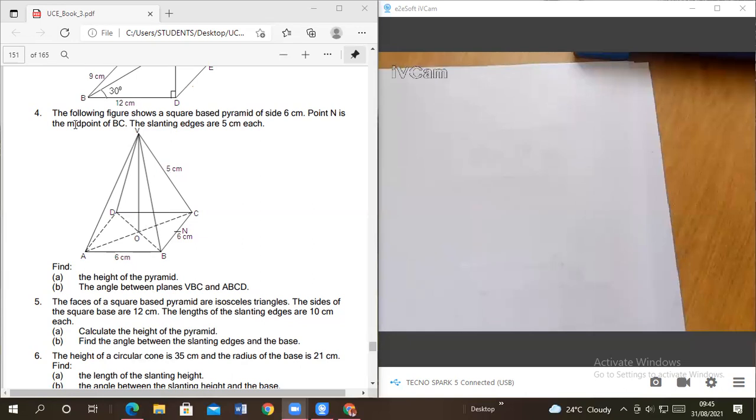We have just less than 1 minute. I don't know whether you can have time and copy, but next time we shall start with that question number 4, and we shall first find the height of the pyramid and also the angle between the planes VBC and ABCD. If we have more time, we shall look at more questions so that we understand this, and you have a test on Friday about 3 dimensions. So you have to prepare and use this time to ask questions for you to understand. Okay.